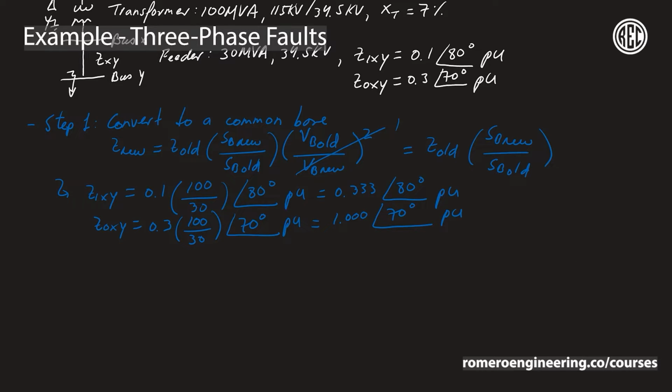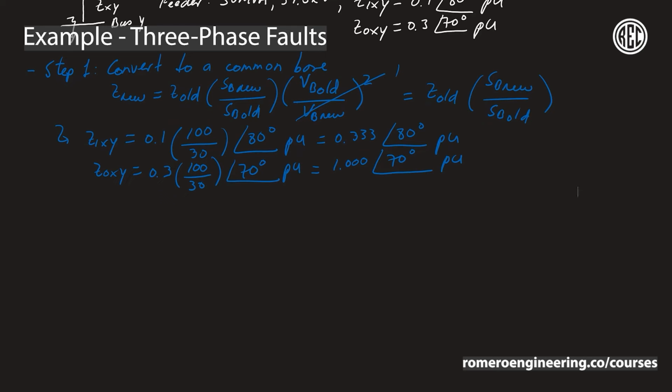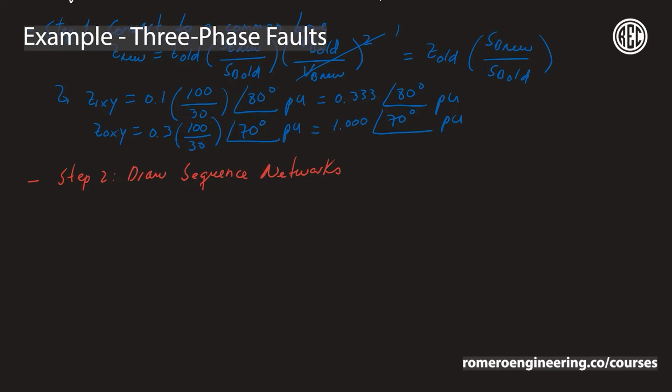Now step 2, and let me move this up, and let's actually switch colors to red. So let me write it over here. Step 2 then is, we have to draw the sequence networks. And let me move this up again. And let's go ahead and draw the sequence networks.